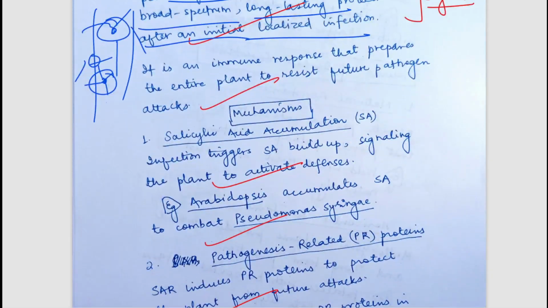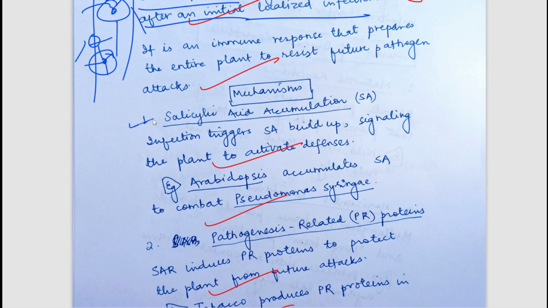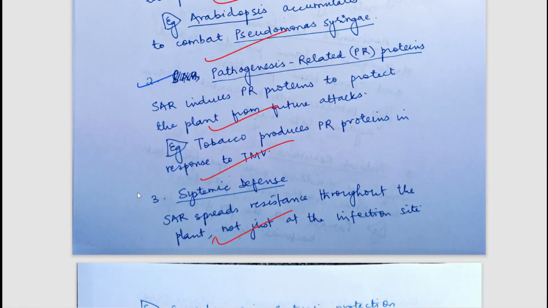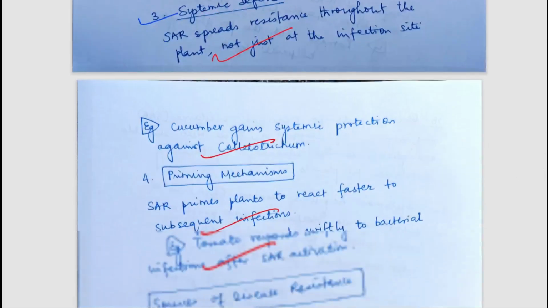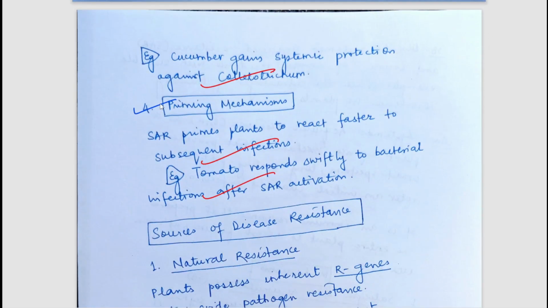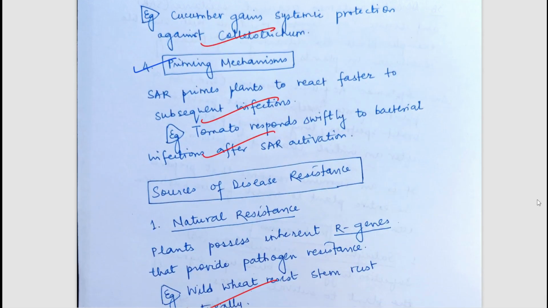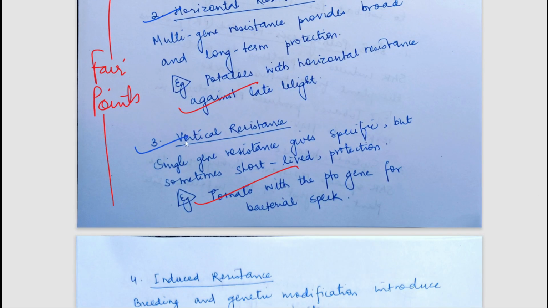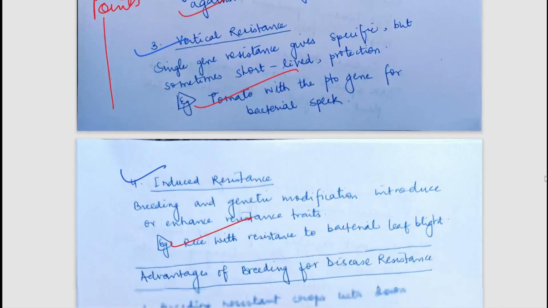And what is its mechanism? There could be salicylic acid accumulation, you will see pathogenesis related proteins, you will see systemic defense, and you will see priming mechanisms. Well written points. Now, what are the sources of disease resistance? It could be natural resistance, horizontal resistance, vertical resistance, or induced resistance.